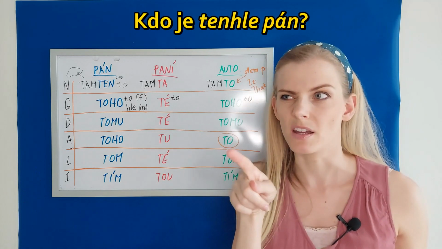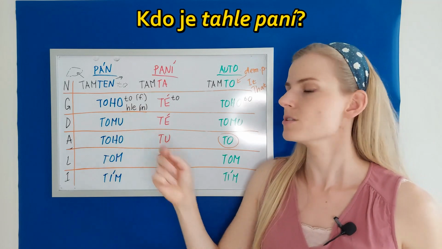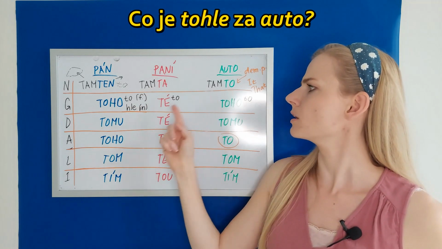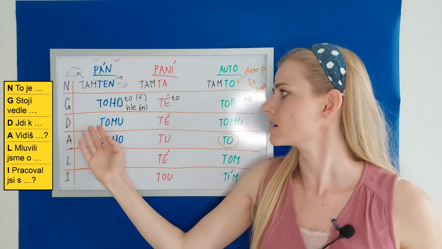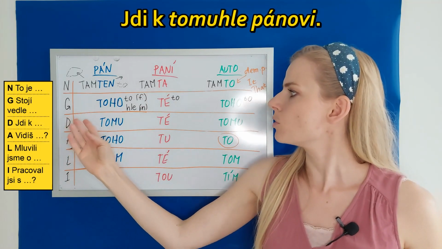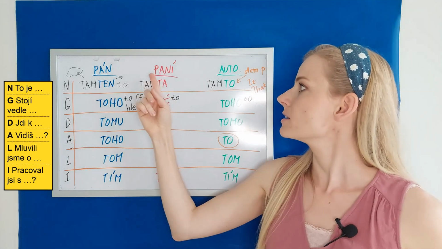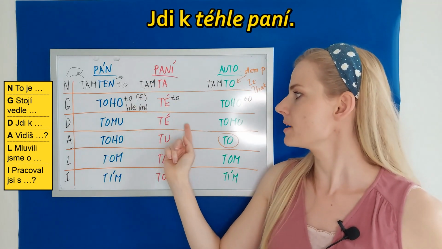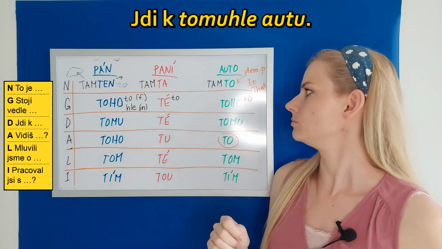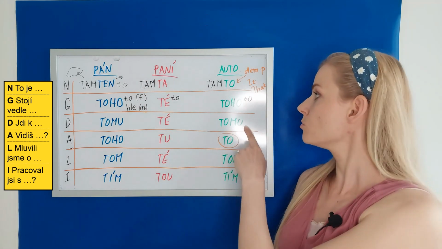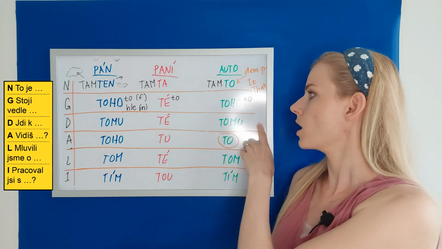Kdo je tenhle pán? Who is this man? Kdo je tahle paní? Who is this lady? Co je tohle za auto? What kind of car is this? And let's see the dative case. Jdi k tomuhle pánovi. Go to this man. Jdi k téhle paní. Jdi k tomuhle autu. So instead of saying jdi k tomuto autu, which is very formal, you would say jdi k tomuhle.